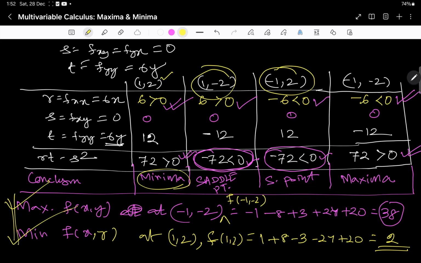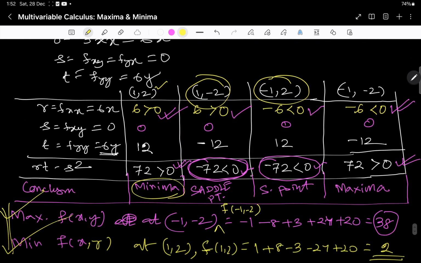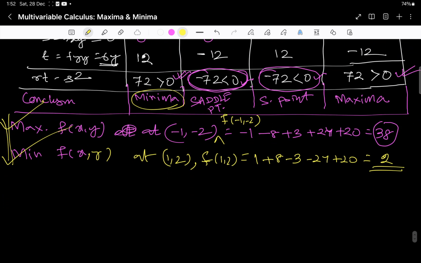Coming to one more example where there is some complexity in solving the simultaneous equations. Okay, so let me solve one more example to make your idea clear.